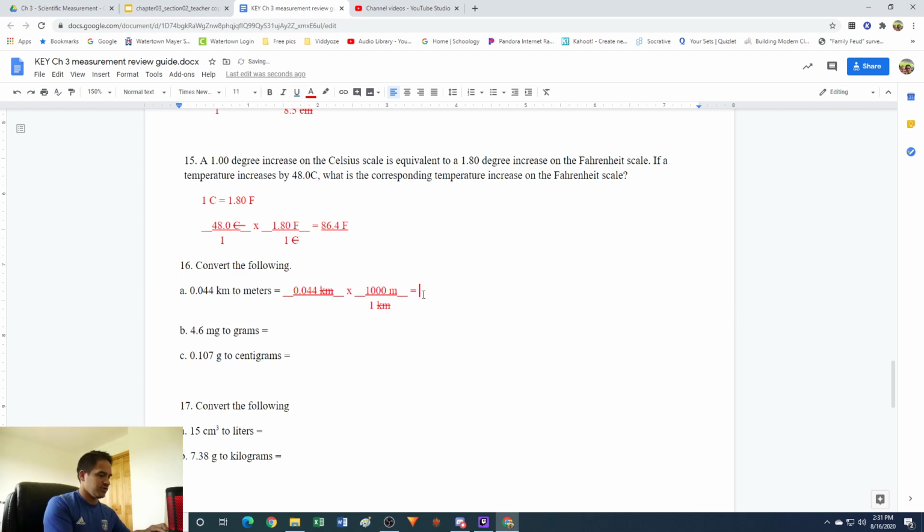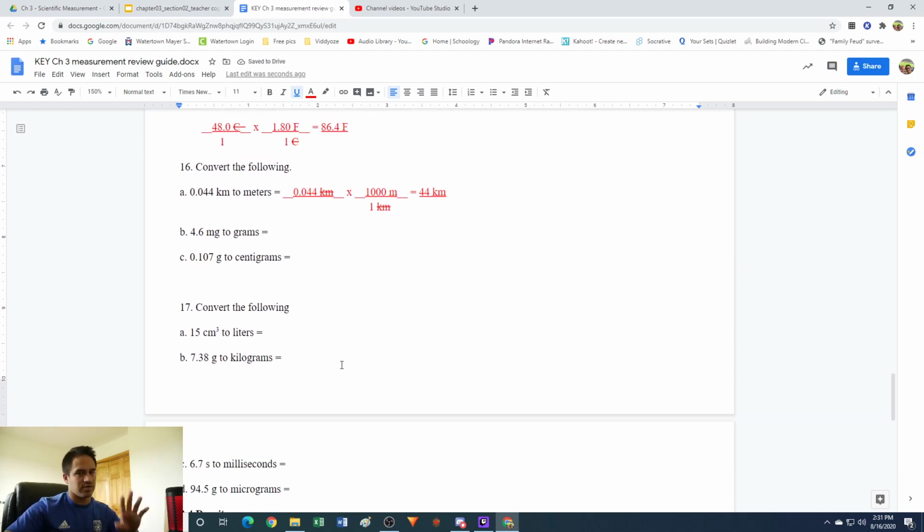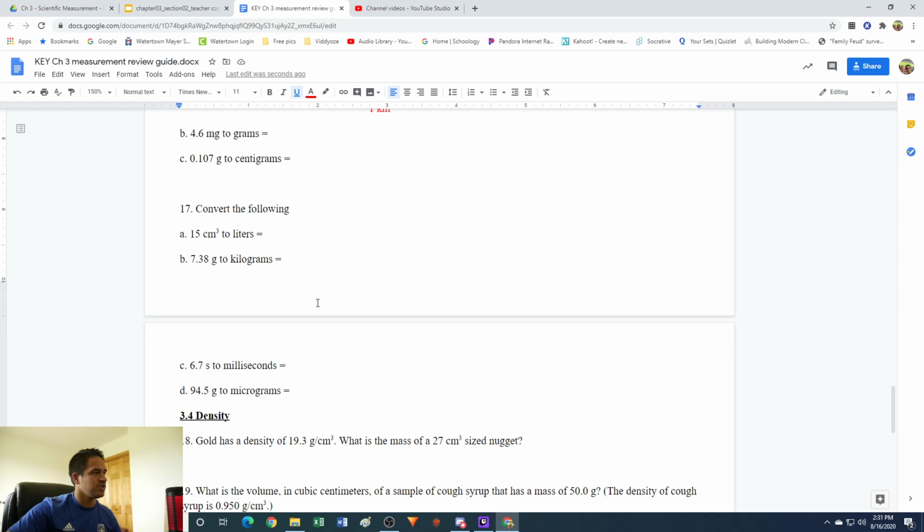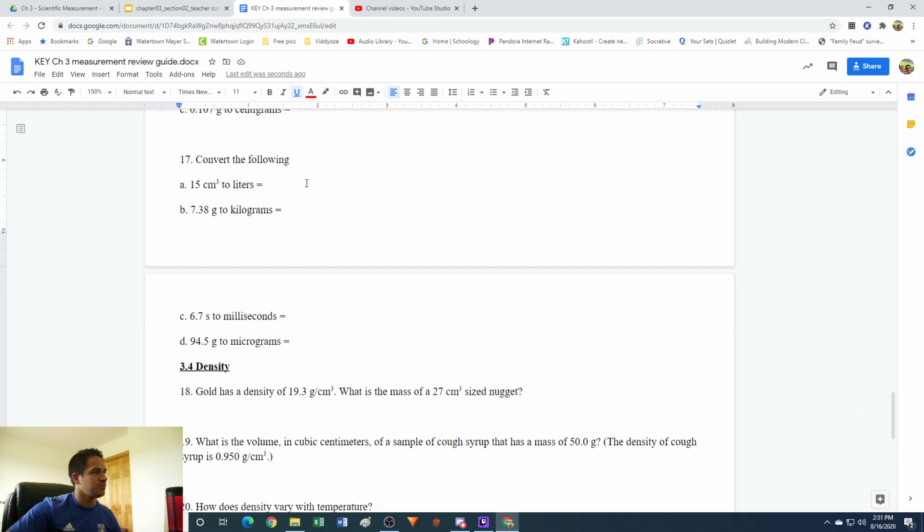And we'll get our answer here. So 0.044 times 1,000. We get 44 meters. Okay. I'm not going to do all of these ones because they're just basic metric conversions. Okay, so I'm going to let you do the rest of those ones there. For this one, number 17, I'll do the first one here just to help you out.